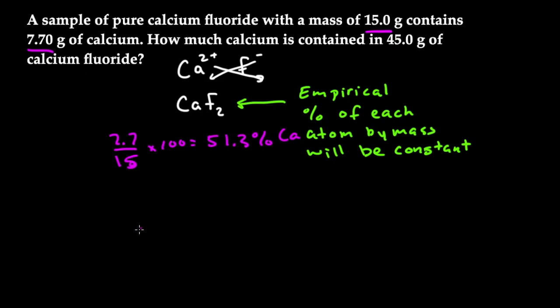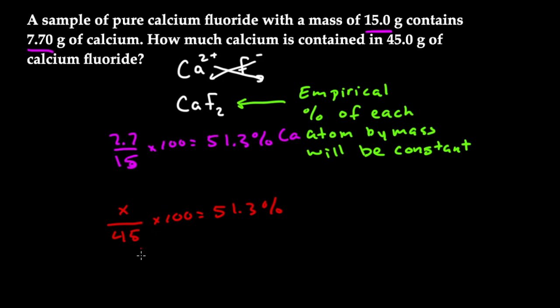And so now what we can do is say, well, what's this new total going to be if we have x out of 45 grams this time? And this is what we don't know up here. This can be like our x value. And if we times by 100, we're still going to get that same 51.3% for this calcium.